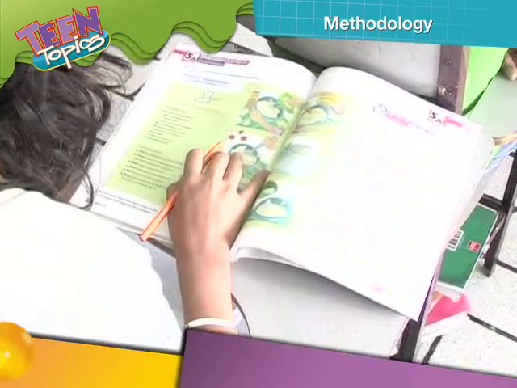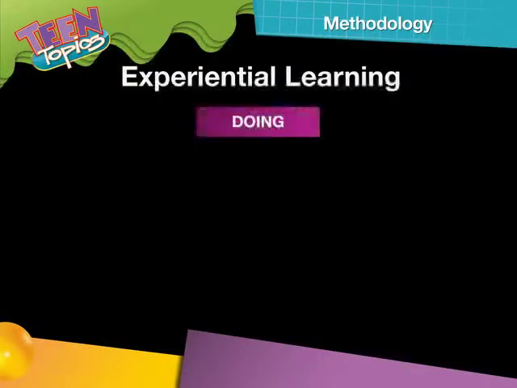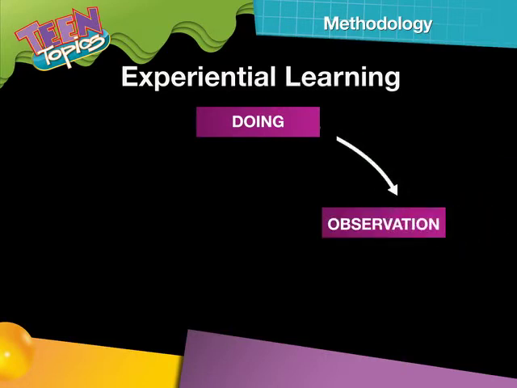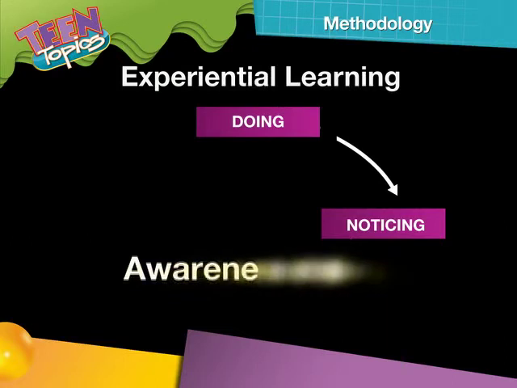At the second stage of the cycle, students are asked to observe a specific language point contained in the text and notice something about it. For example, patterns and irregularities in the foreign language, and similarities or differences with their native language. This is an awareness-raising stage.